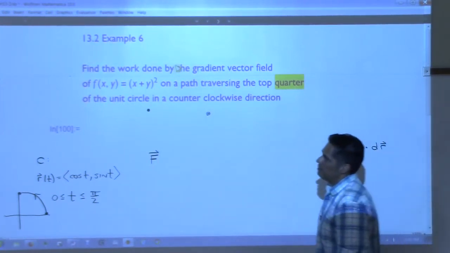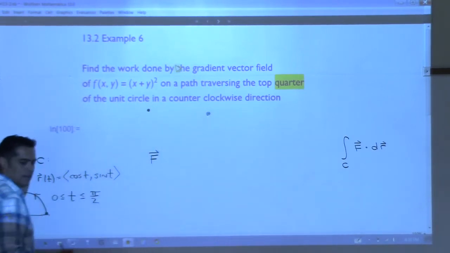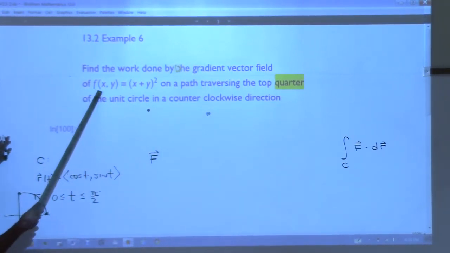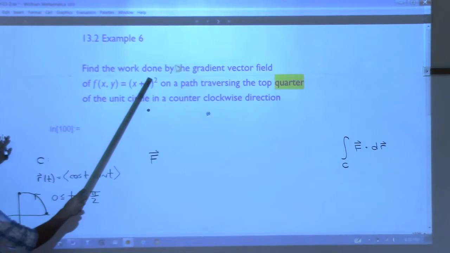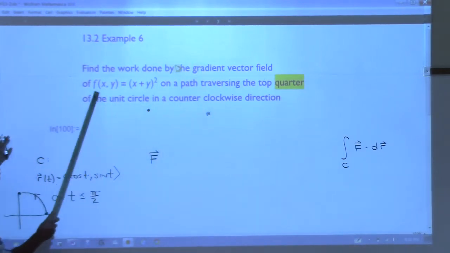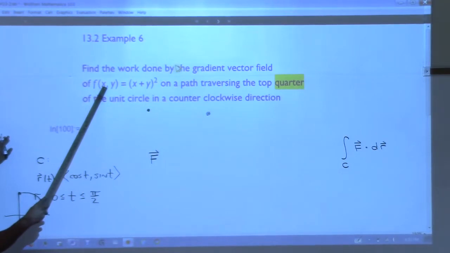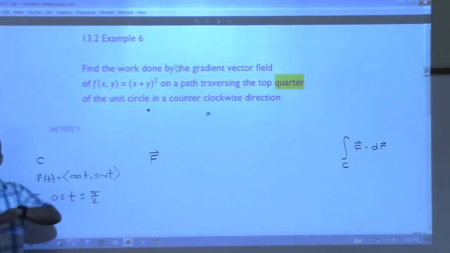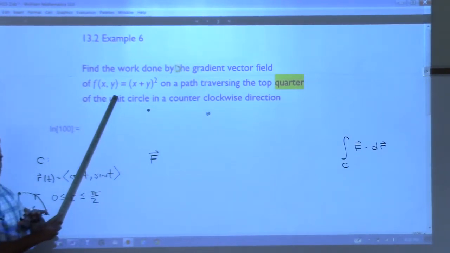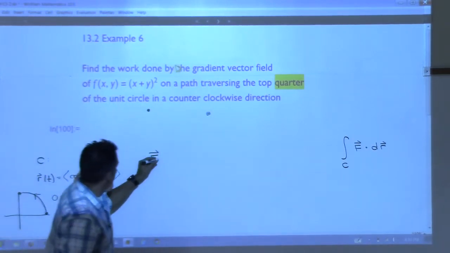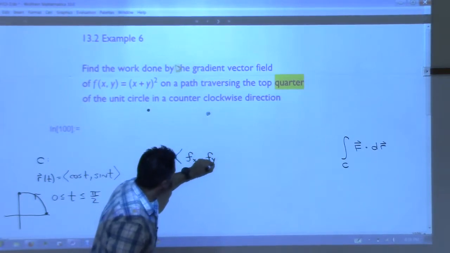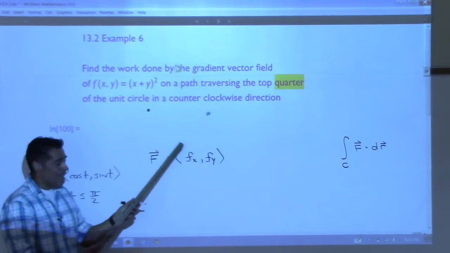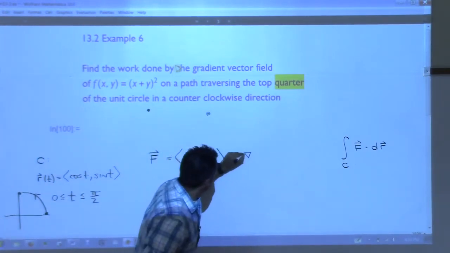So I was hoping you would say that, right? Because what you did was you took the scalar function f and you said that's our field. But let's read through this. Find the work done by the gradient vector field of this function. So what is the gradient vector field of a scalar function? That's where you come up with the partials, right? So we have to create the vector field from this scalar function. Yes? So this field is going to be the partial of little f with respect to x, partial of little f with respect to y. That's what we need, right? Because this by definition is the gradient of little f.